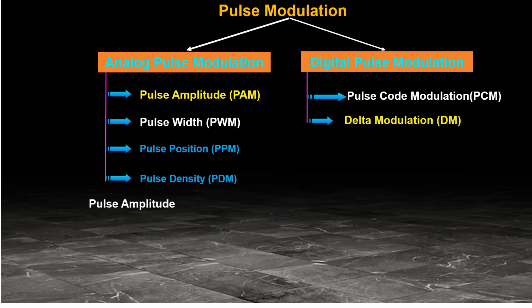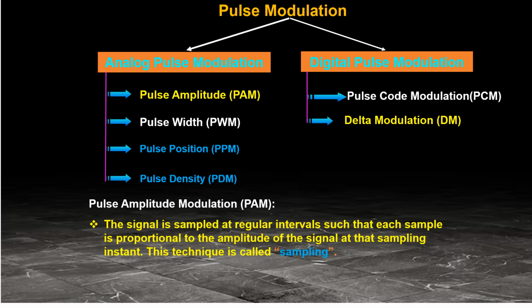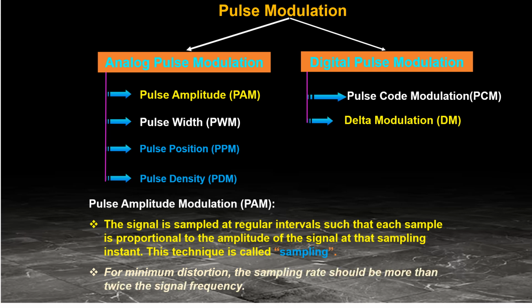Pulse amplitude modulation, PAM. The signal is sampled at regular intervals such that each sample is proportional to the amplitude of the signal at that sampling instant. This technique is called sampling. For minimum distortion, the sampling rate should be more than twice the signal frequency. Pulse amplitude modulator.